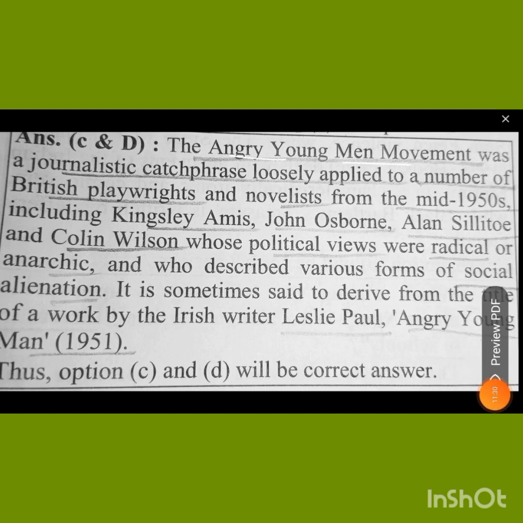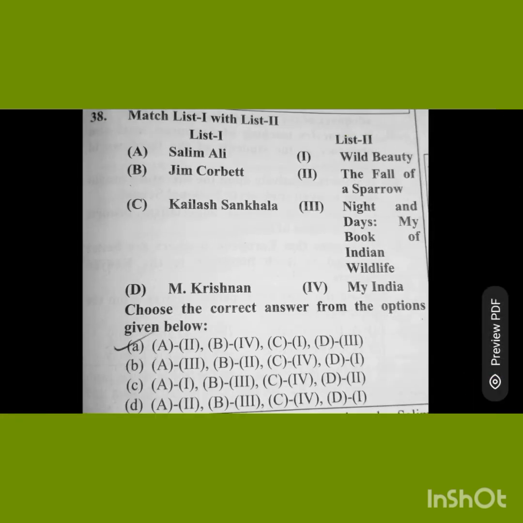The Angry Young Men movement was a journalistic catchphrase loosely applied to a number of British playwrights and novelists from the mid-1950s, including Kingsley Amis, John Osborne, Alan Sillitoe, and Colin Wilson, whose political views were radical or anarchic, and who described various forms of social alienation. It is sometimes said to derive from the title of a work by the Irish writer Leslie Paul, Angry Young Man, 1951.